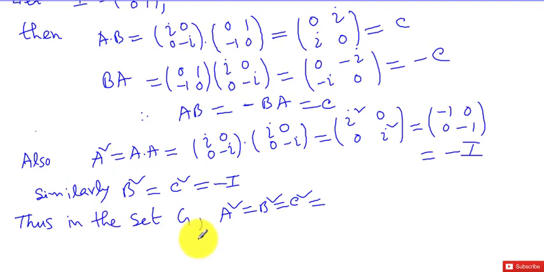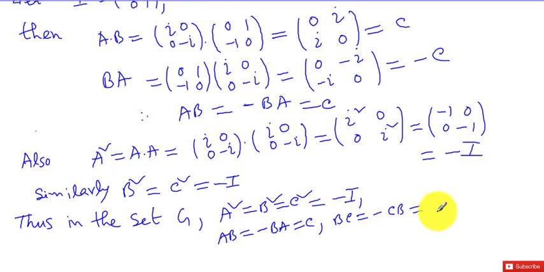Thus, in the set G, A square is equal to B square is equal to C square is equal to minus I. AB is equal to minus of BA is equal to C, BC is equal to minus of CB is equal to A, AC is equal to minus of CA is equal to B.